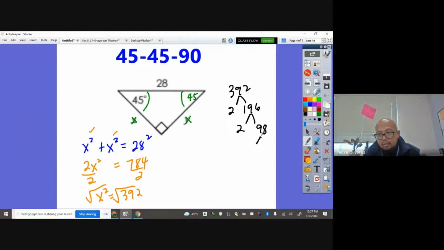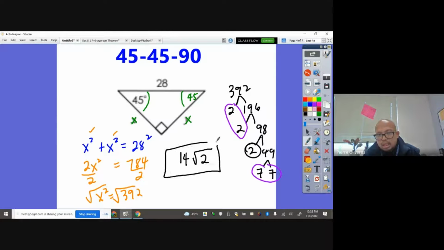And 98 is divisible by 2 and 49. And 49 is divisible by 7 and 7. Now, if you notice, we have a pair of 2 here and we have a pair of 7. So a 2 will step out of our square root. A 7 will step out of our square root. So we're going to have a 14 there because 2 times 7 is 14. And the one who has no partner is 2. So that stays inside. So that's the value of my x and y over here.